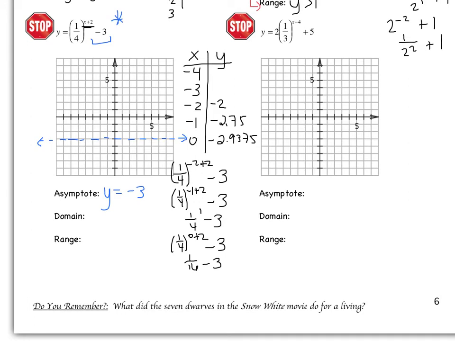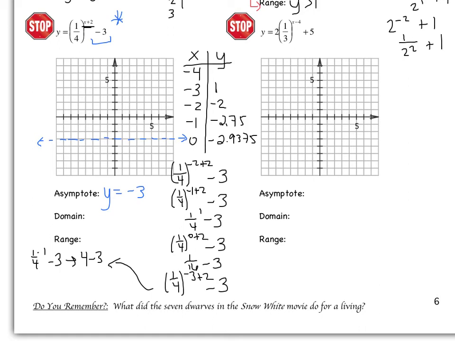Okay, so now to do the -3. That's 1/4 to the power -3 plus 2 minus 3. So this is 1/4 to the negative first power minus 3. Sorry, I'm kind of running out of room here. I'm going to continue up here. So 1/4 to the negative first power minus 3. This becomes 4 minus 3, which is 1.